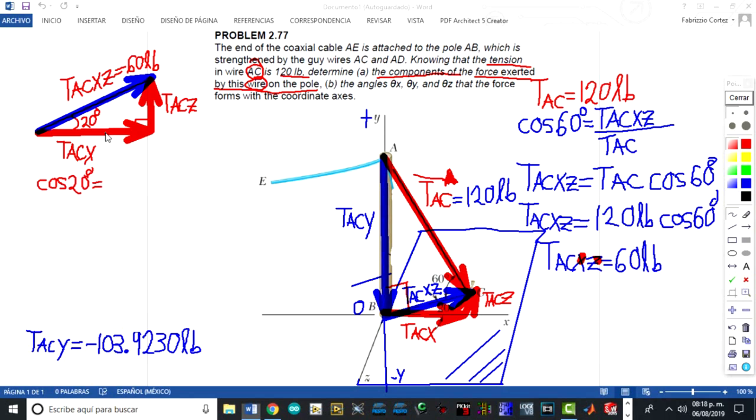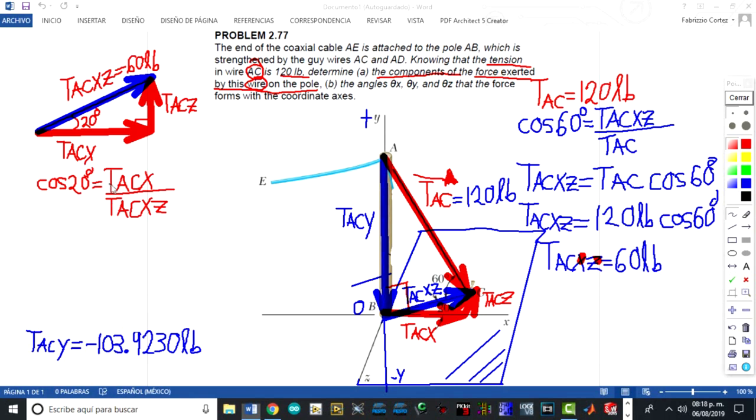What is the adjacent side of this triangle? It will be TACX. That will be the adjacent side, that is the side that is united with the angle that is not the hypotenuse. That will be this side, the adjacent TACX. Divided by the hypotenuse, that will be TACXC, or divided by 60 pounds. And we are going to isolate the x component of the vector that they are asking us to calculate.